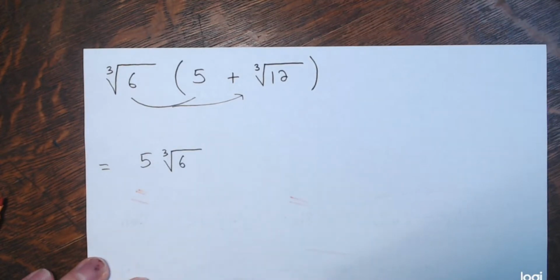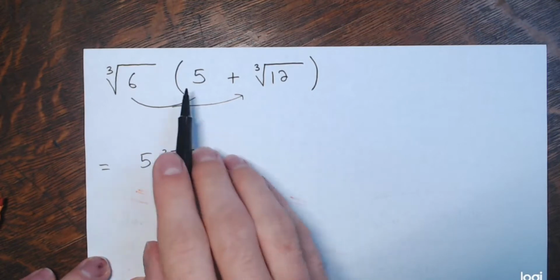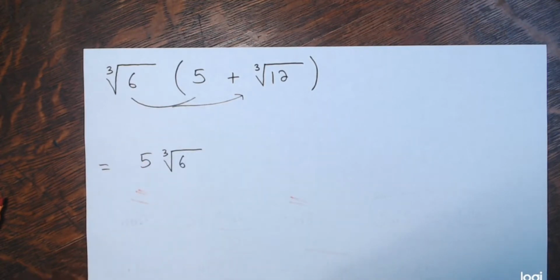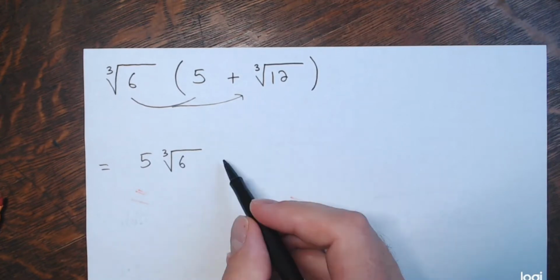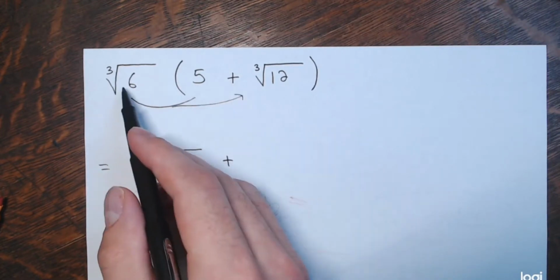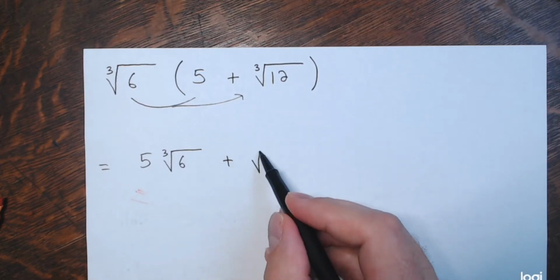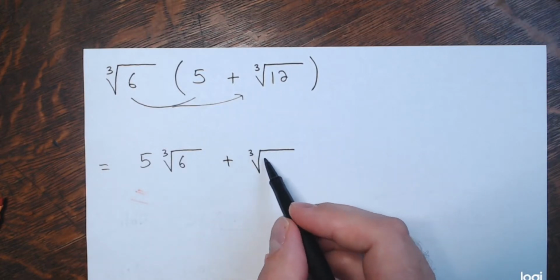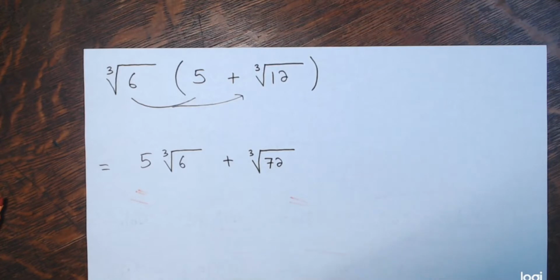Don't make that the cube root of 30, all right? Because one's a radical, the other's a non-radical factor. You don't multiply those together. But I can multiply the next ones, right? Plus the cube root of 6 times the cube root of 12 would be the cube root of 72.